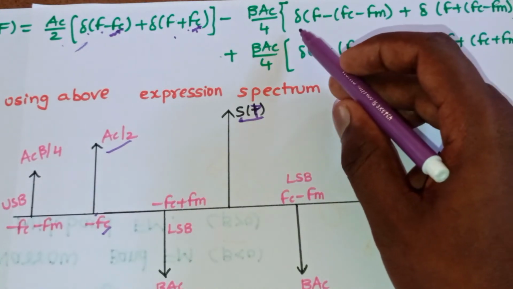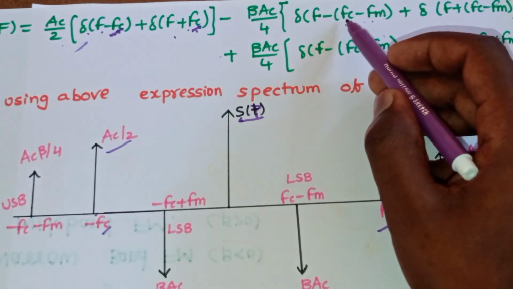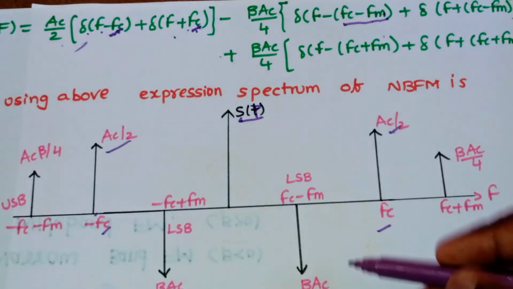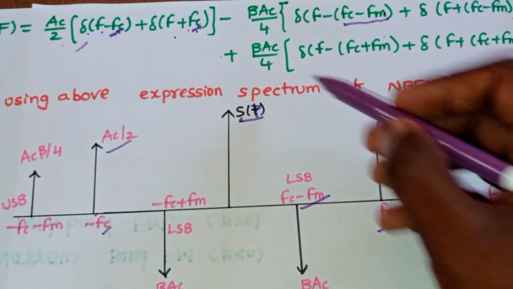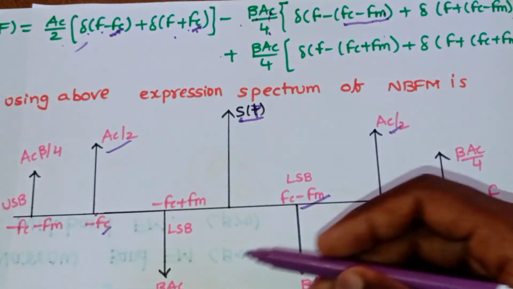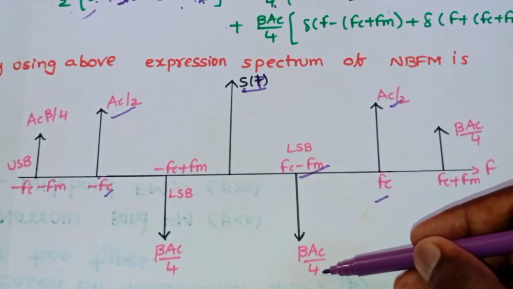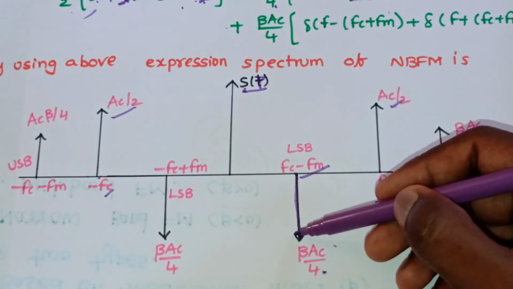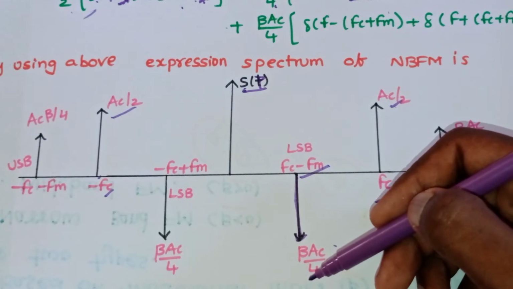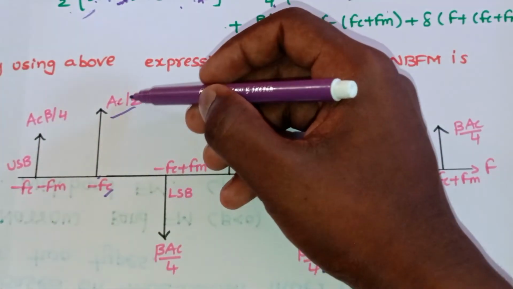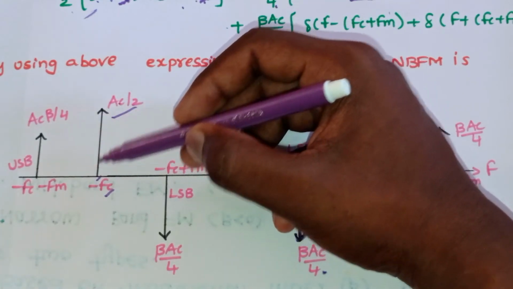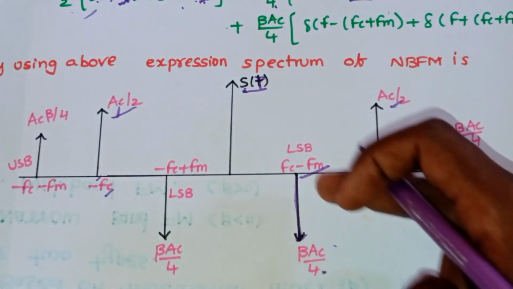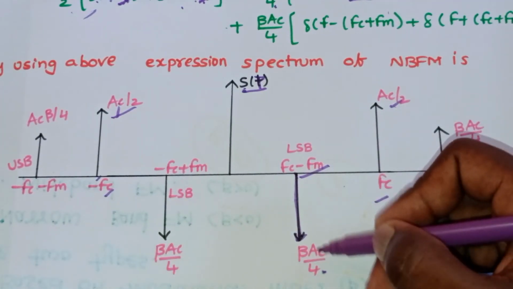Now coming to delta of (f minus fc minus fm). Here we need to consider the term fc plus fm, with amplitude minus beta Ac by 4. In order to represent the minus value, we need to take the arrow to the downward side. Here we represent the plus Ac by 2 as an arrow going upward, and here the arrow goes downward. That's why it represents the minus beta Ac by 4.